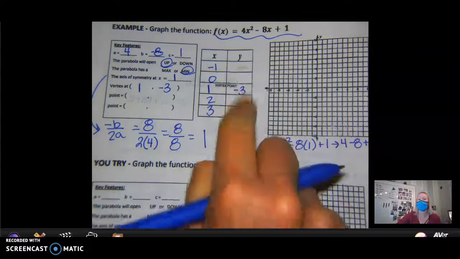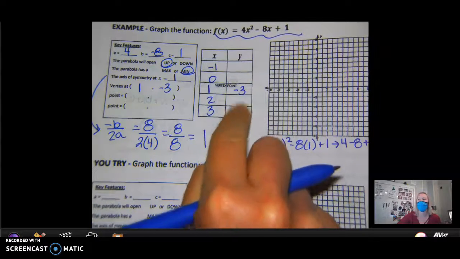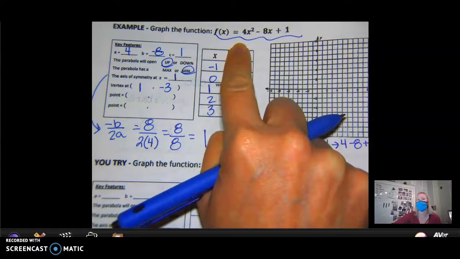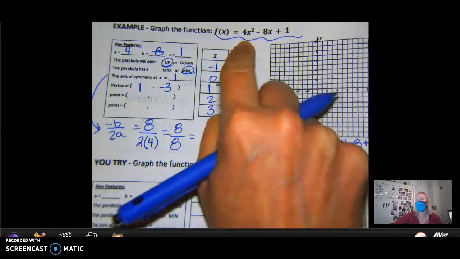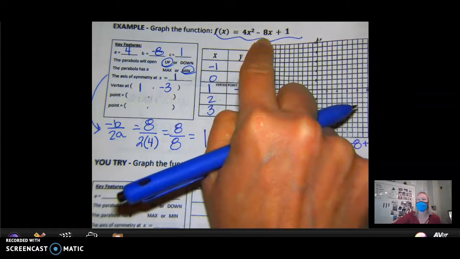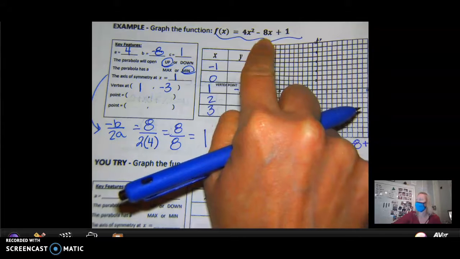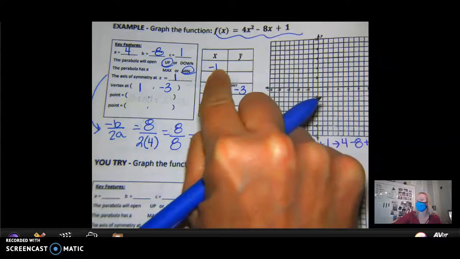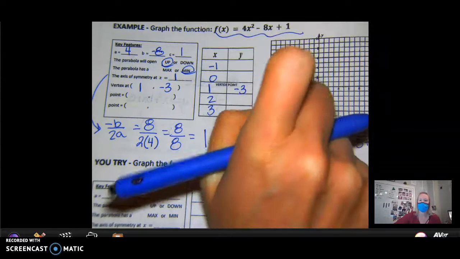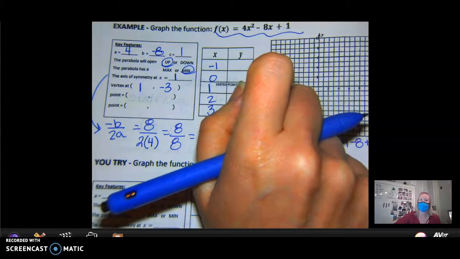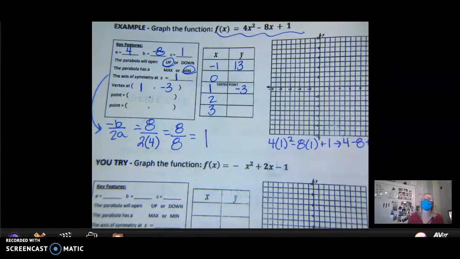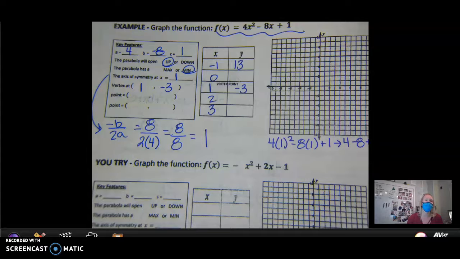Okay, how am I going to solve for y in these points? Yep, put them into your equation. So in your calculator right now, everybody take out your calculator. Do 4 times parentheses, -1 parentheses squared, -8 times parentheses, -1 parentheses, plus 1. What'd you guys get? 13 is correct. If you didn't get 13, you didn't do your parentheses correctly in your calculator.